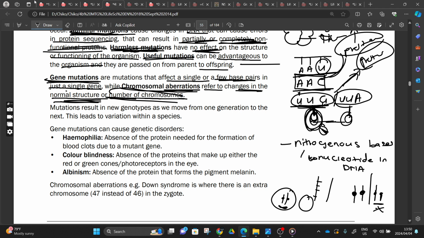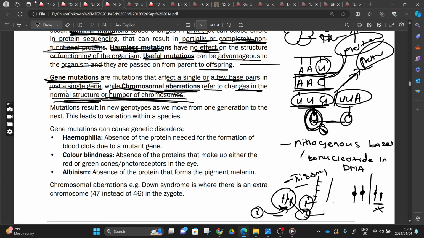And then when one gamete from the father comes and joins here, we end up with 3 chromosomes. This is the number of chromosomes being changed, Down syndrome, right? And then this one will have monosomy, and this one will have trisomy. Trisomy just means 3, monosomy means 1, right?